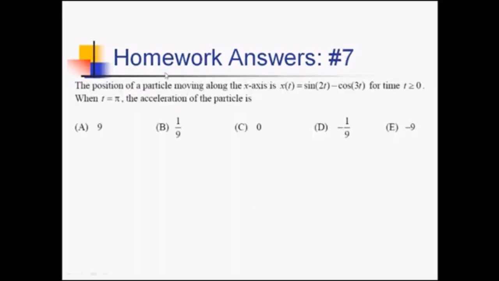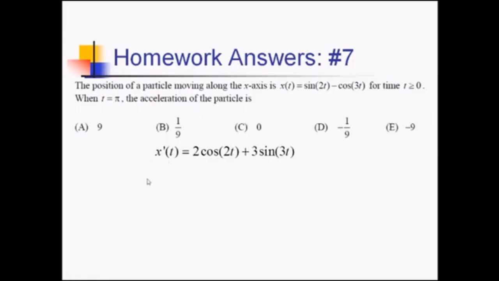For number 7, position of a particle is given by this function here. We want to know when t is pi, what's the acceleration of the particle? So if we have position, we need 2 derivatives to get acceleration. So x prime, first derivative, that's going to be 2 cosine of 2t plus 3 sine of 3t, using a little chain rule in there.